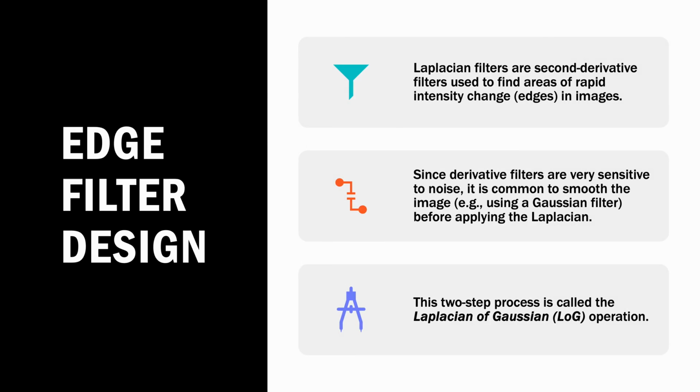Laplacian filters are based on the second derivative, which makes them useful for detecting areas of rapid intensity change in an image. However, because derivative filters are highly sensitive to noise, it's common to smooth the image first using a Gaussian filter. Combining these two steps gives us the Laplacian of Gaussian, or LOG, which enhances edges while reducing noise.